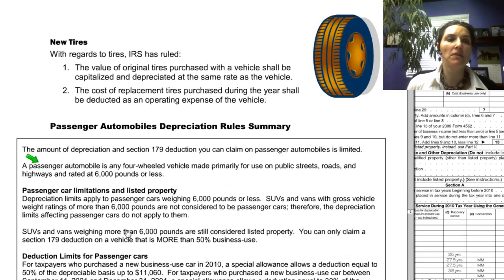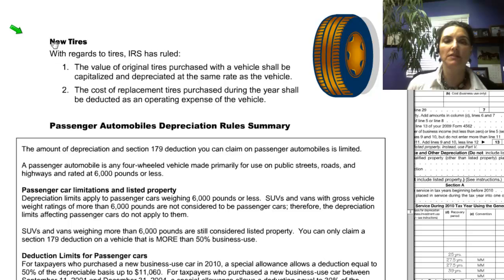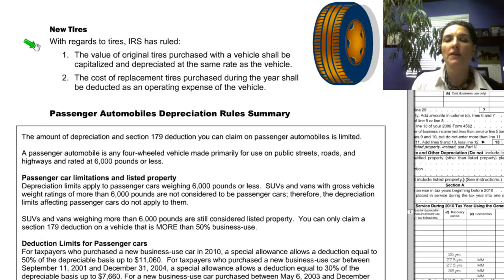Now, there is one more important thing to know about depreciation on vehicles. The IRS has ruled that the value of original tires purchased with a vehicle shall be capitalized and depreciated at the same rate as the vehicle, but that the cost of replacement tires purchased during the year shall be deducted as an operating expense of the vehicle. And what this means is that if you purchased a new car and your car came with tires, those tires are a part of the original acquisition price of the car, and they get depreciated with the car.